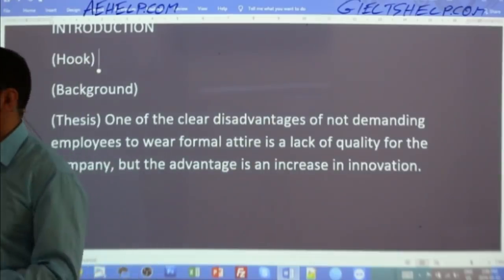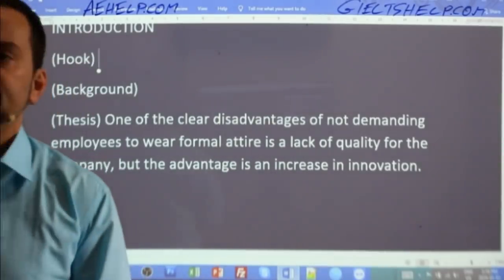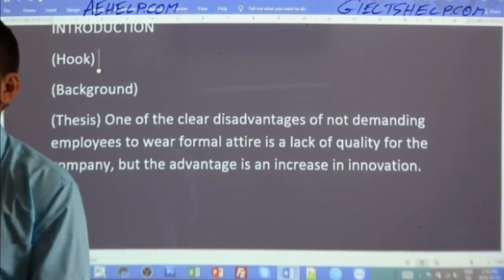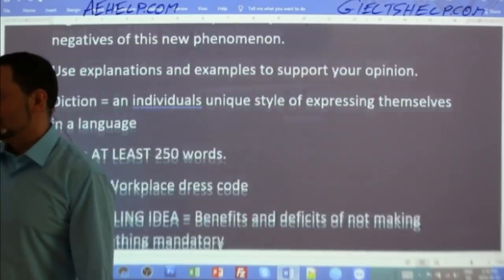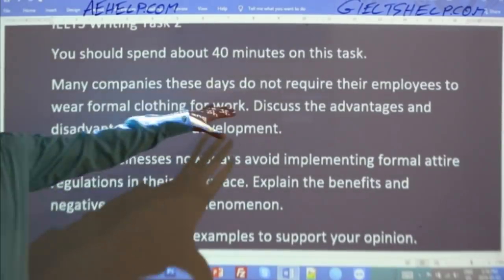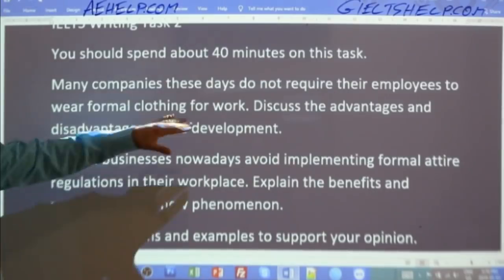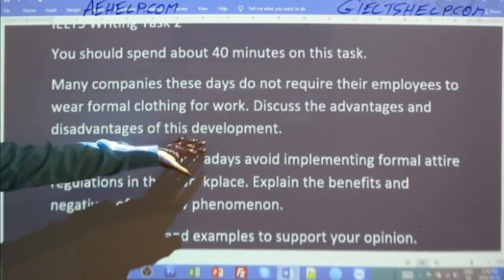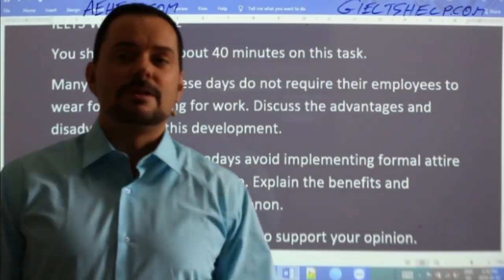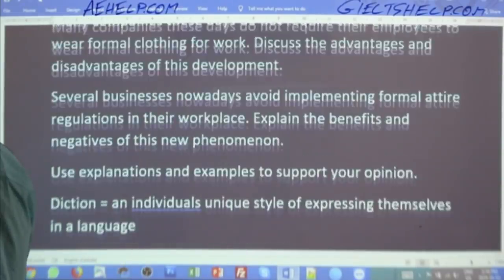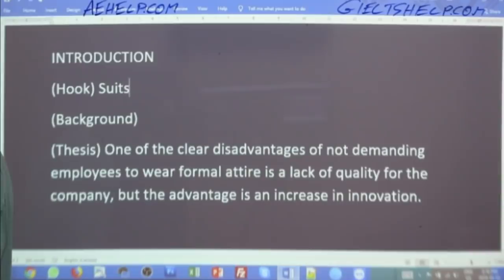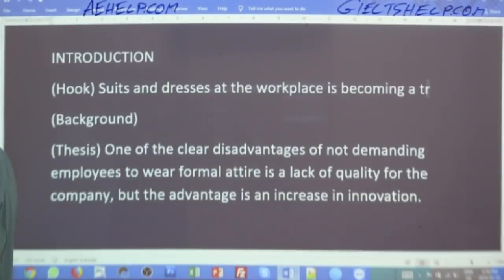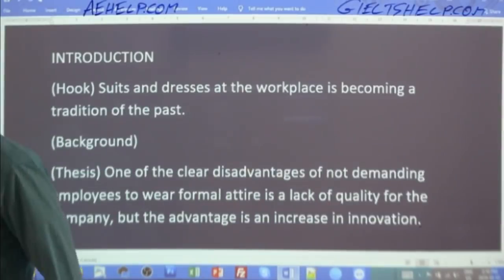All right, members, what's your hook? Write your hook for me. Write your hook. Hi, Mariko. Good to see you jump in. You're coming in at a good time, Mariko. You have to write a hook for our question. Our question today is, many companies these days do not require their employees to wear formal clothing for work. Discuss the advantages and disadvantages of this development. And there are a lot of hooks that you can write for this, student, so go ahead and write your hook. Okay. There we go.